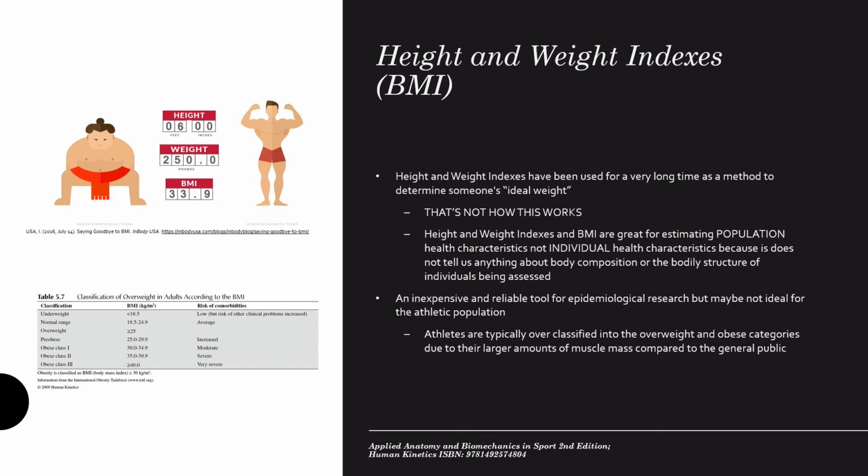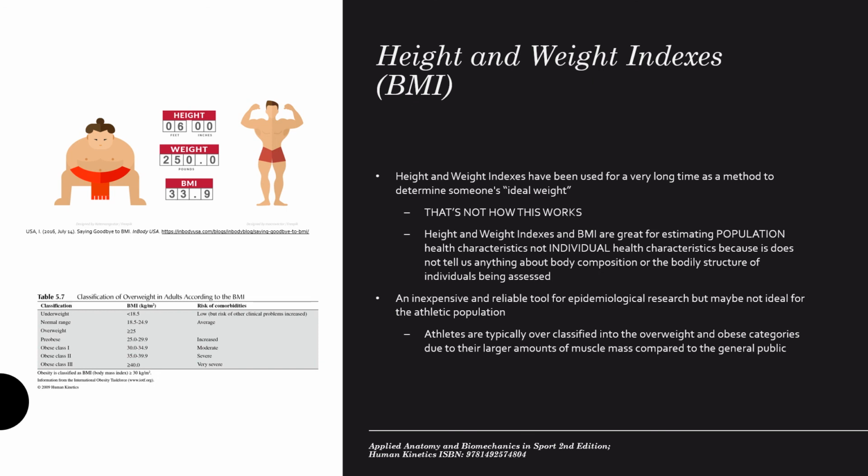If you look at the top picture over here, we have two individuals that are 6 foot tall and weigh 250 pounds with a BMI of 33.9. If you have a BMI of 33.9, you are considered obese. Well, looking at these pictures, one of these individuals is a sumo wrestler, the other one is a bodybuilder. Which one do you think would have more associated comorbidities and health problems? All right? The BMI doesn't tell us anything about that. It just gives us a number.